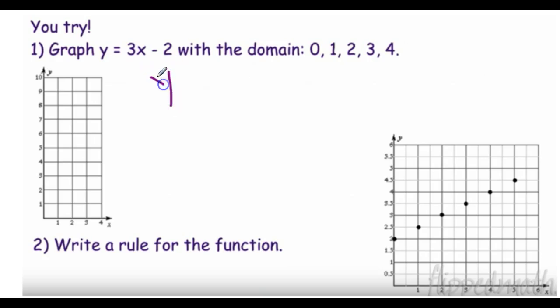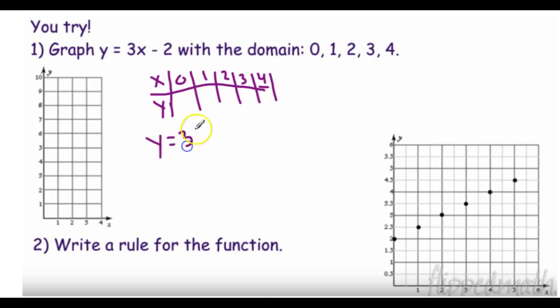I'm going to make a table for this because I love tables, and they make it so much easier. So 0, 1, 2, 3, 4. To find the y values, you plug the x values, the domain, into the function. The first would be y equals 3 times 0 minus 2. 3 times 0 is 0. 0 minus 2 is negative 2.